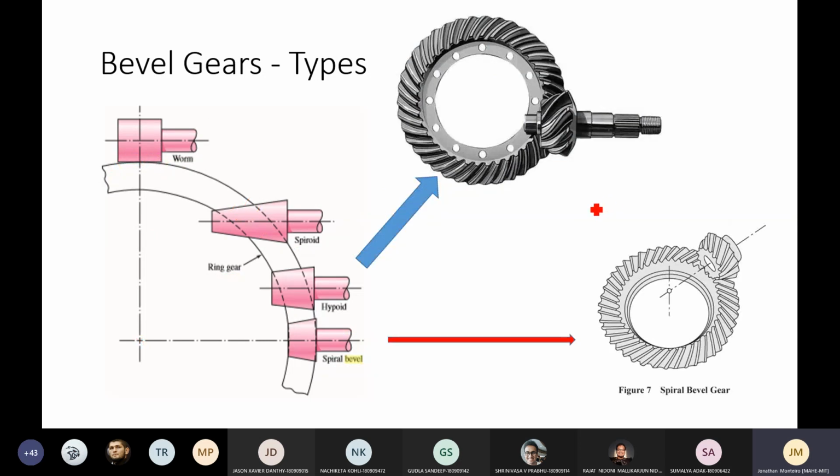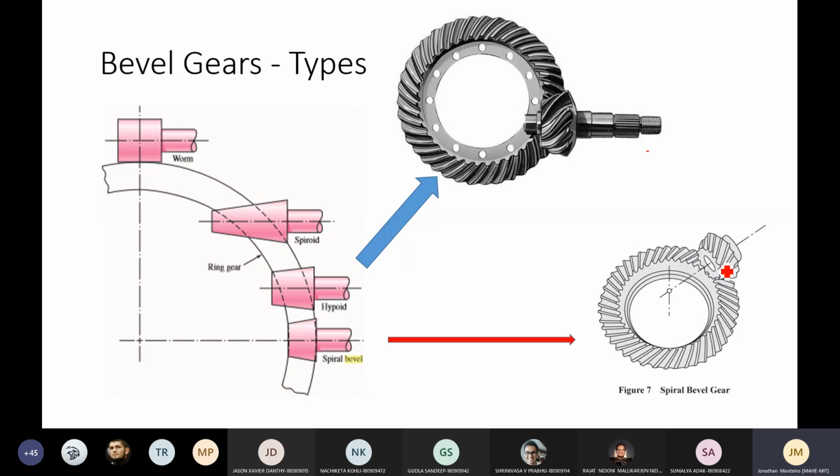There's one more called a hypoid gear. Here also the axis is shifted, but largely, closer towards the crown gear or the central gear. So this is an example of a hypoid gear. Now you might wonder why we require these types. It all depends on what application you are going to choose. First of all, understand the application of bevel gears: they are used to transmit motion in different axes.